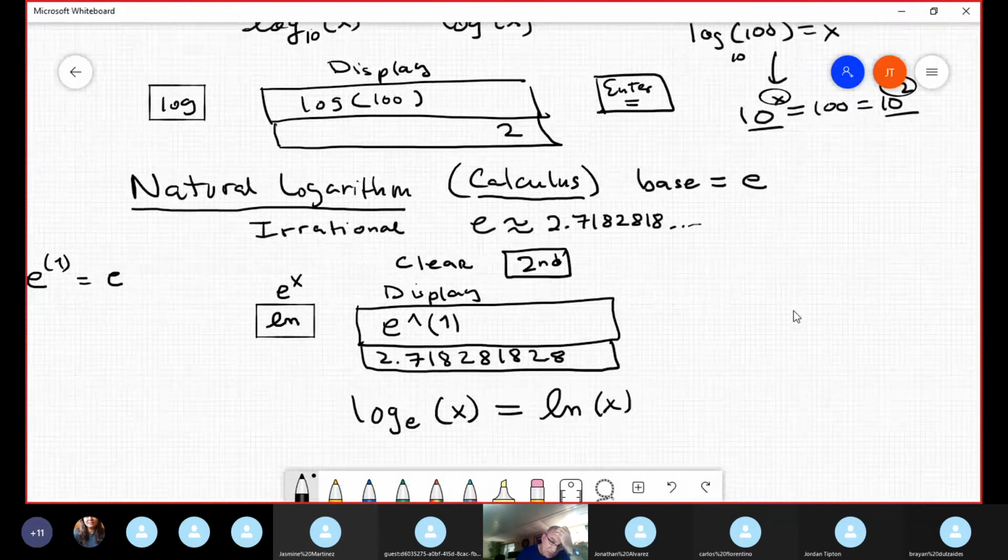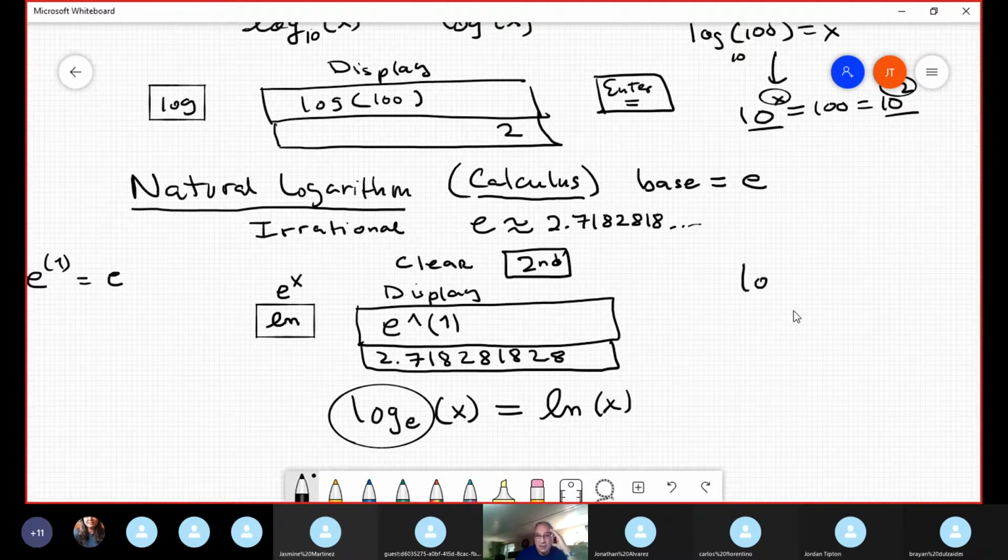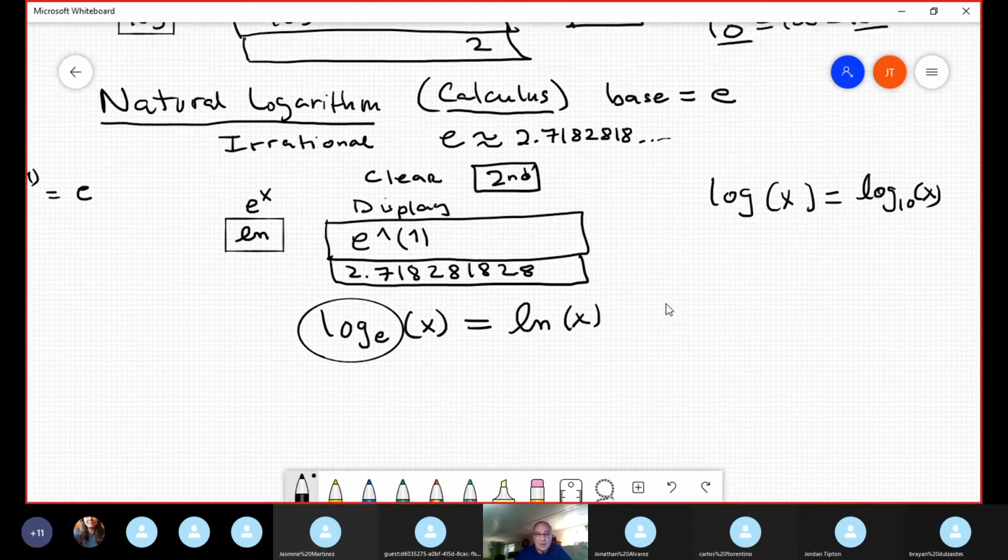The default, with no specification of any base, ln, automatically you need to know that it is log base E. Likewise, log without specification of the base, automatically you need to understand that it is log base 10 of it. Okay, this is the standard. But for example, let's do quickly one computation using ln.